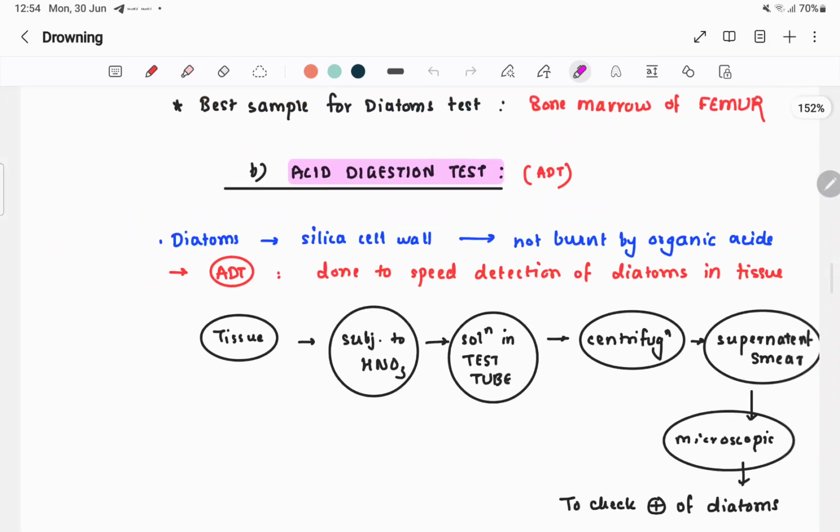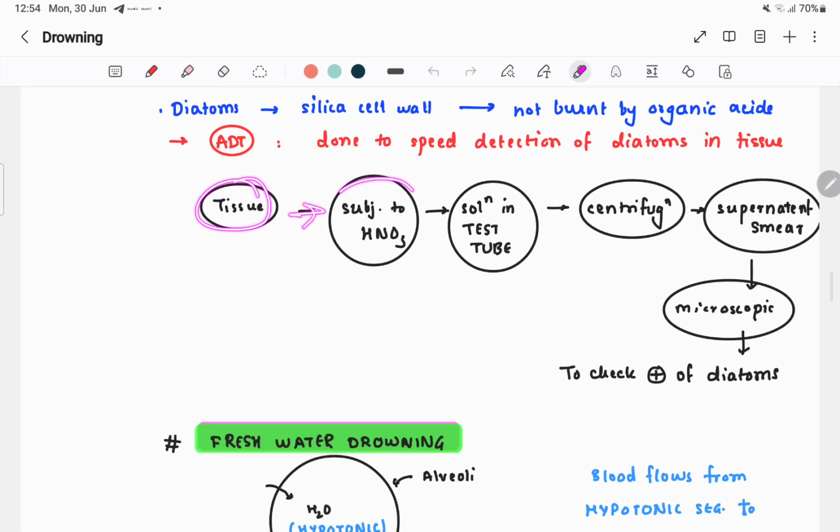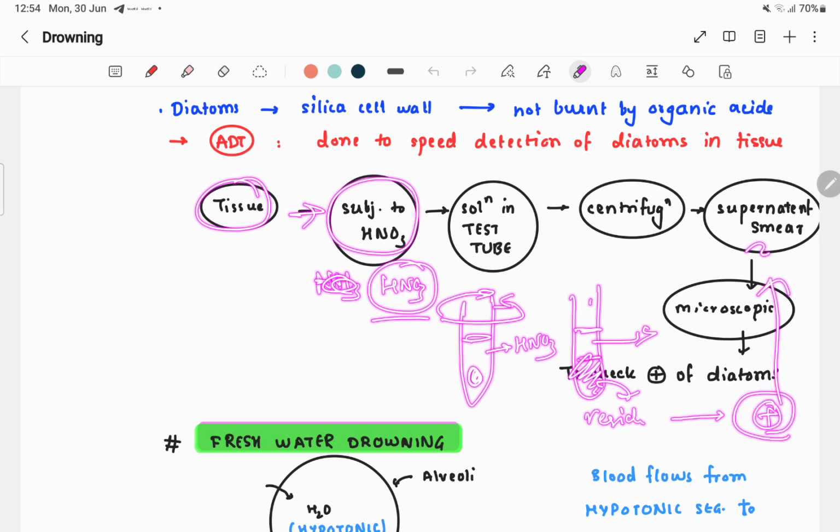So diatoms have a silica cell wall, not burned by organic acids. So SADT is done to speed the detection of diatoms in tissue subjected to HNO3 solution in a test tube. You take tissue in HNO3 solution, you will centrifuge it. You will get a clear supernatant and a microscopic residue inside. And if you check the presence of residue, then you will see diatoms.